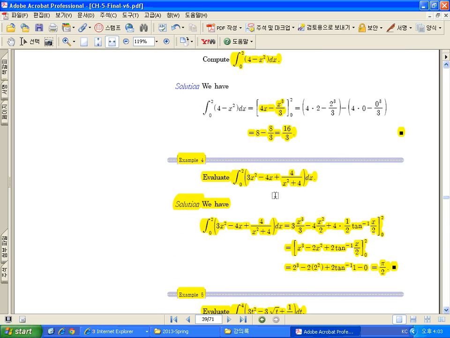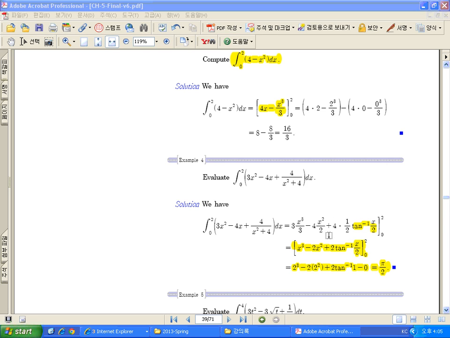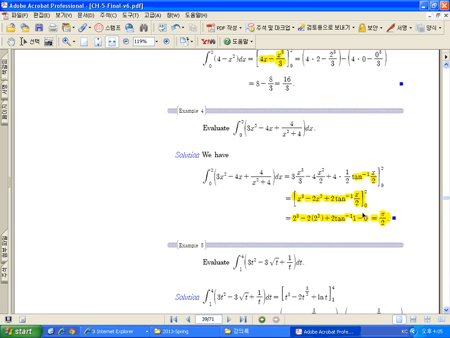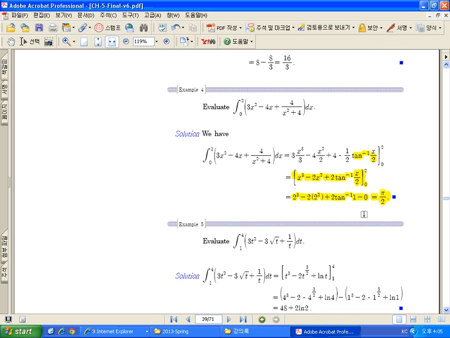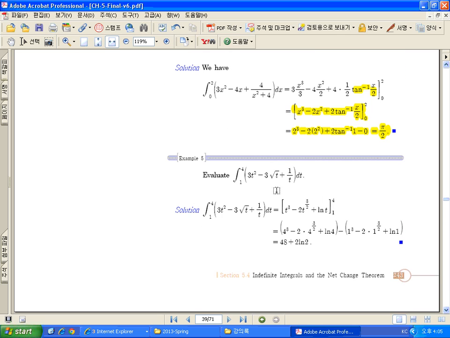And the next example also shows we just split it up, and then all the others are okay except the integration of this one, which involves the arctangent. This integration can be done by a substitution, which we will cover soon after.